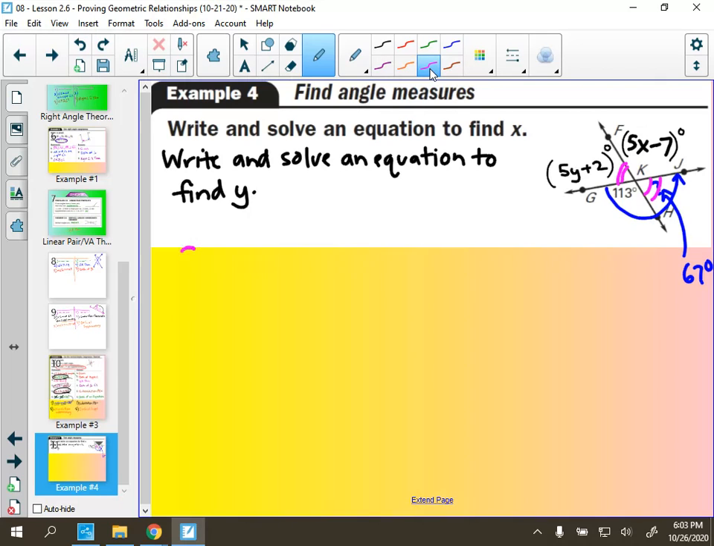So maybe I want to start with my y, the way I wrote it. I could say that 5y plus 2 has to be equal to what we figured out to be 67. Okay. And again, if this was a justify, I would say, well, how do you know that that's true? Because the vertical angle theorem says that has to be.